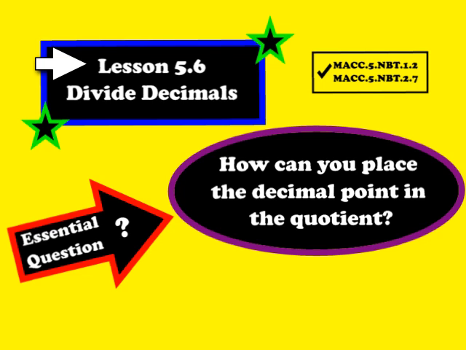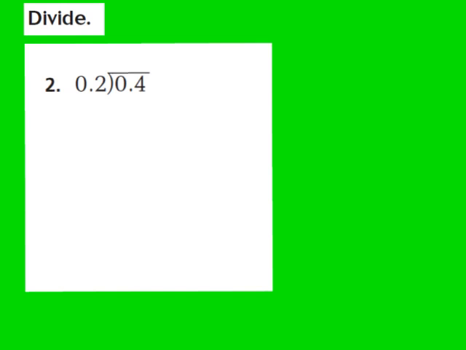Fifth graders, welcome to lesson 5.6, Divide Decimals. The essential question for this lesson is, how can you place the decimal point in the quotient? Now, go ahead and open up in your Go Math workbook to lesson 5.6, found on page 111, and let's get started. Now, let's take a look at question number 2 together.